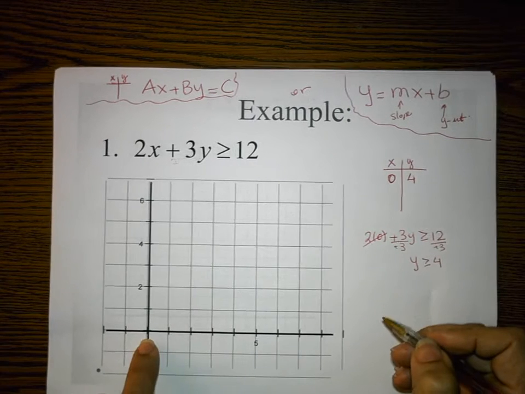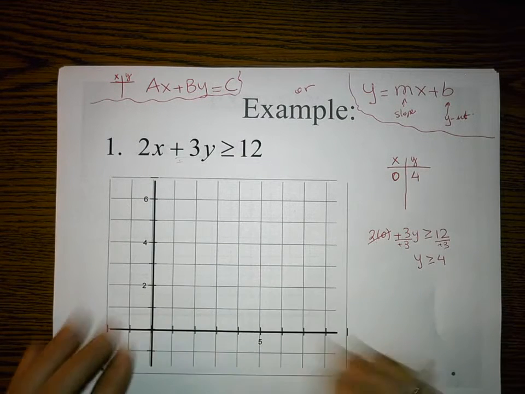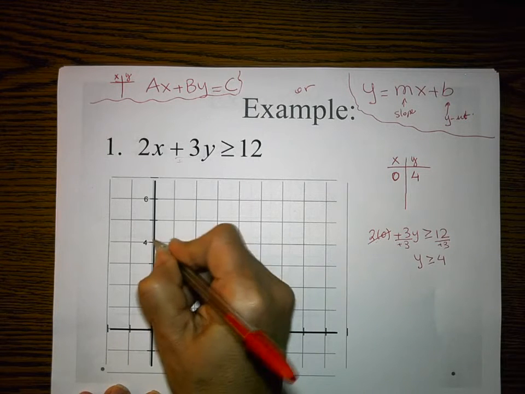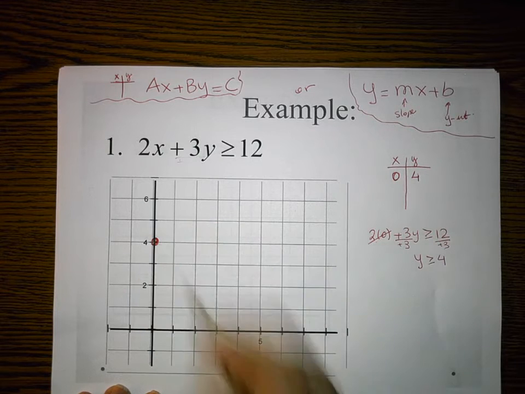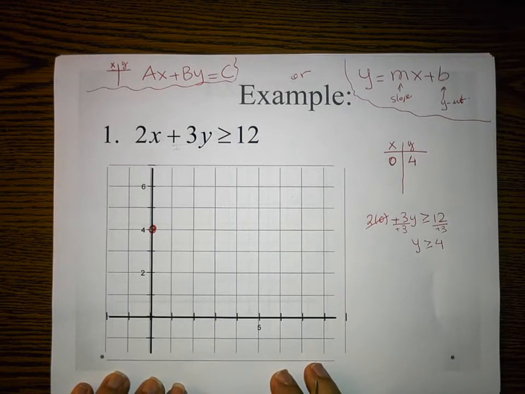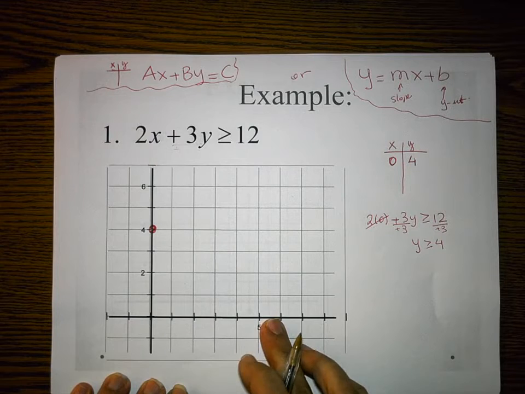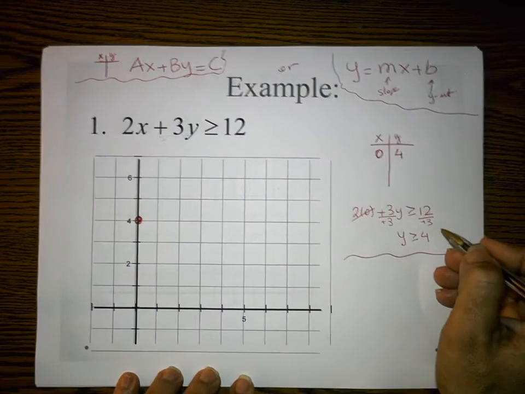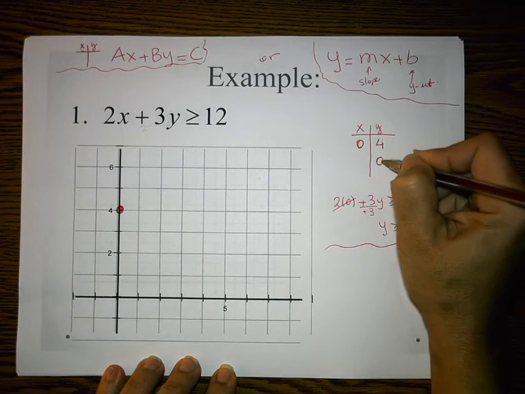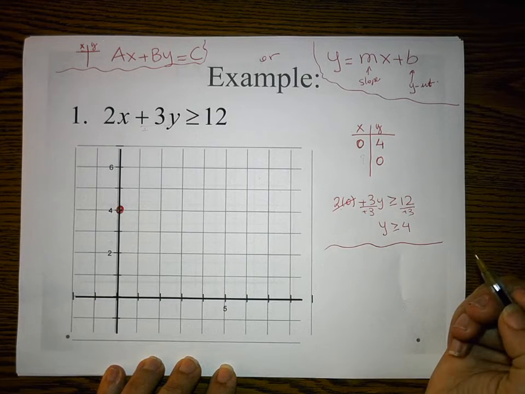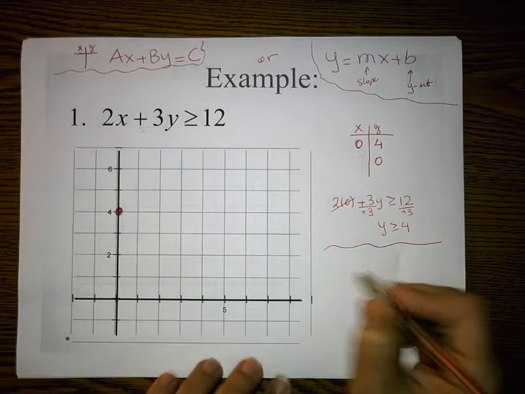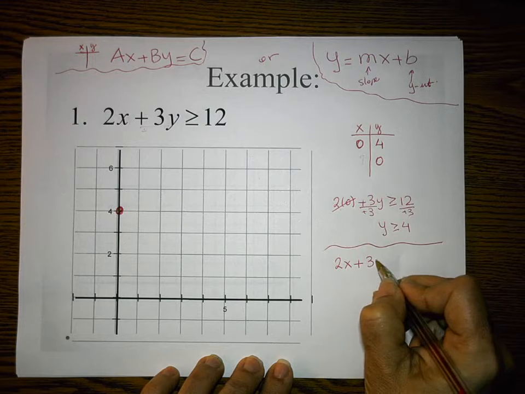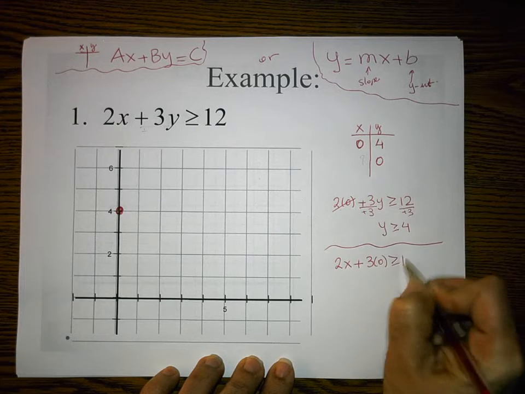So I know that this line, I'm graphing it somewhere here, is going to be touching 0, 4. 0 for x, 4 for y, which would happen to be right here. Now if I know where it touched the x-axis, then I can connect those 2 dots. Let's find out where it touched the x-axis. That means I have to plug in a 0 for y, so I can find out what is for x. So I grab exactly the same equation, 2x plus 3 times y, but I want y to be 0, is greater or equal to 12.